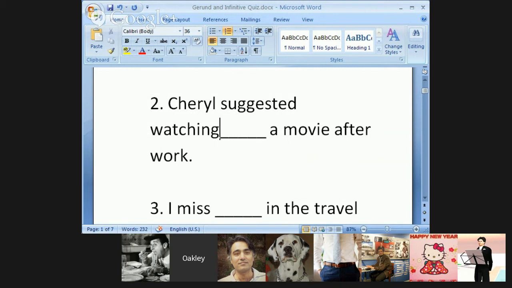Okay, suggest, recommend, advise — similar words. Any of these, you need a gerund. He advised seeing a doctor. He recommended going to Manila. I can't say he recommended to go to Manila. He advised to go to a doctor. Okay, so there you go.